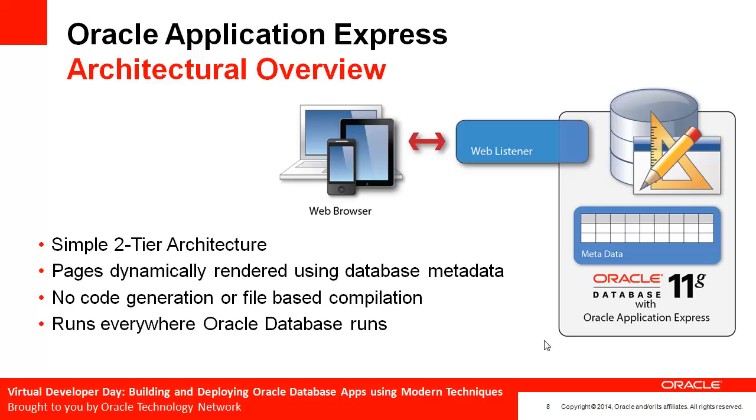The architecture of Application Express is the browser points through to the Oracle database using the web listener, and within the Oracle database is a metadata repository. And within there your application definition is stored. So as requests come through, at runtime we dynamically determine the queries that are required and actually render the page back out to the browser. And again, when you post a page, then we do the necessary processing based on the definitions in the metadata, and then again send the results back as HTML to the browser. We don't do any code generation or file-based compilation either.